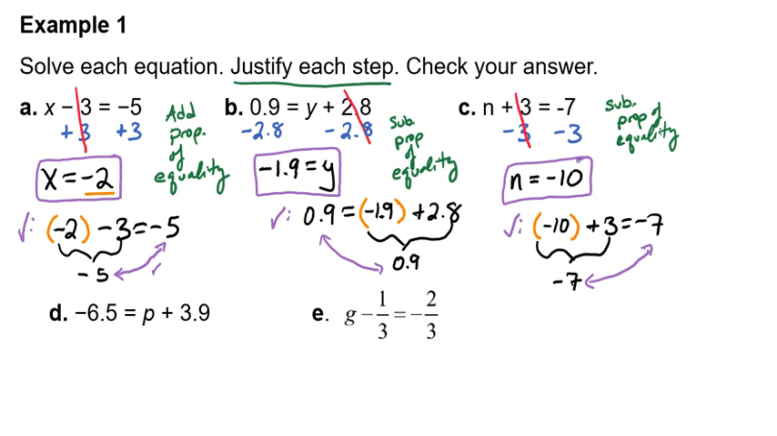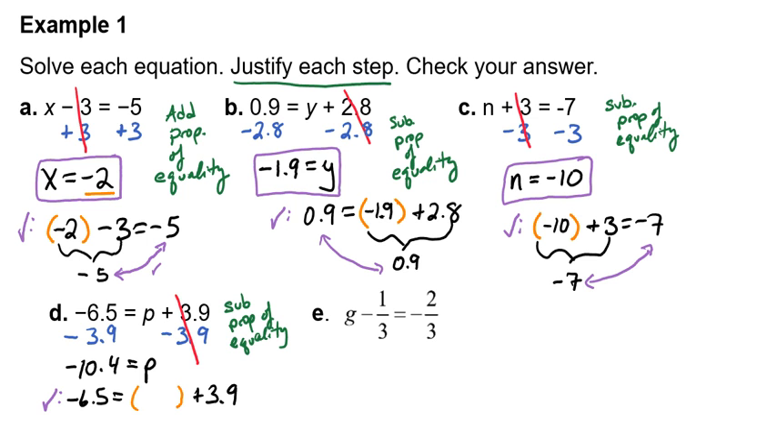Let's move on down to our next problem. So we have negative 6.5 equals p plus 3.9. So we need to do the inverse of addition, which is subtraction. So we will subtract 3.9 from both sides, and that's going to be our subtraction property of equality. And so we're left with a negative 10.4 equals p. And so now we're ready to check that out and see if that's what we get.